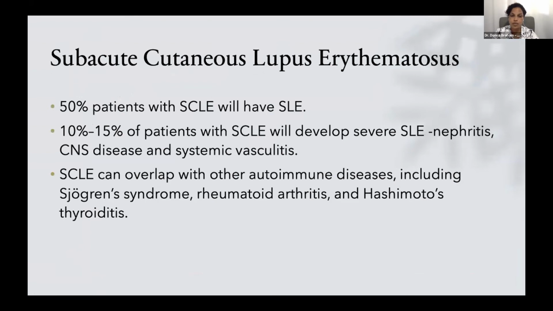50% of patients with subacute cutaneous lupus will have SLE. So with acute cutaneous lupus, the majority of those patients are going to have SLE. Whilst with subacute cutaneous lupus, only about 50% will have SLE. Whilst with discoid lupus, only about 5 to 10% will actually have systemic lupus erythematosus.